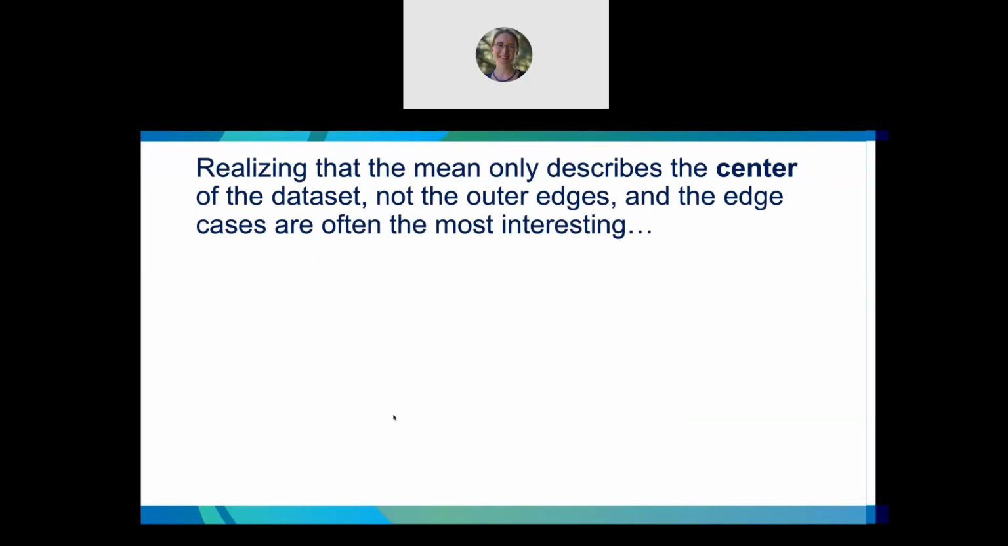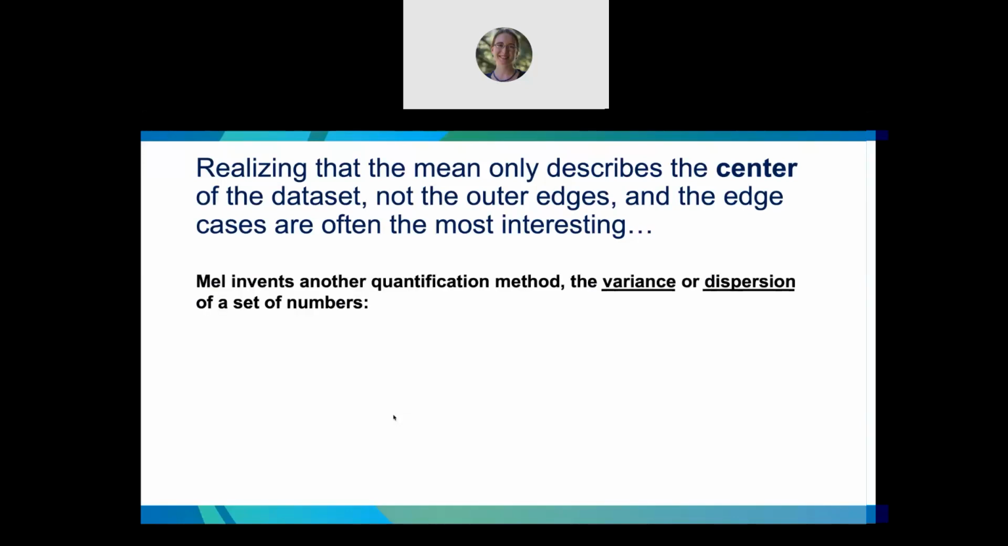Now, Mel realizes that the mean quantification has some limitations. It only describes the center of a data set, but not the outer edges. And the edge cases are usually the most interesting. So Mel goes ahead and invents variance, or dispersion.